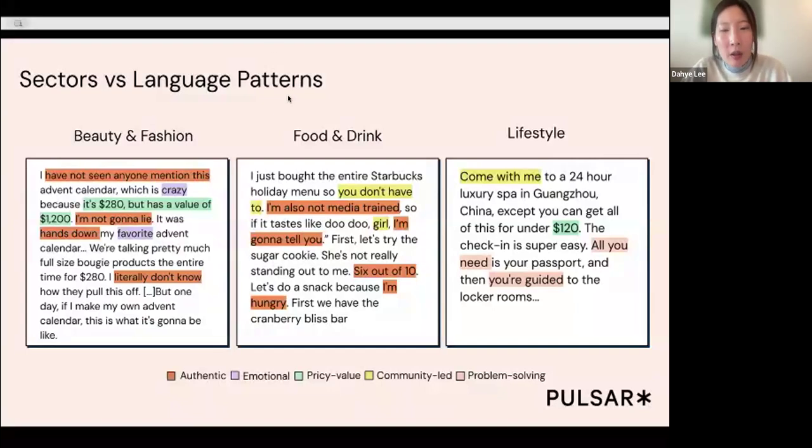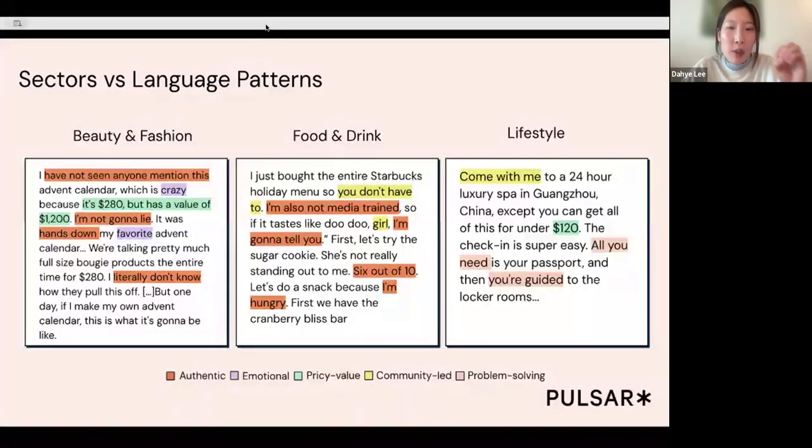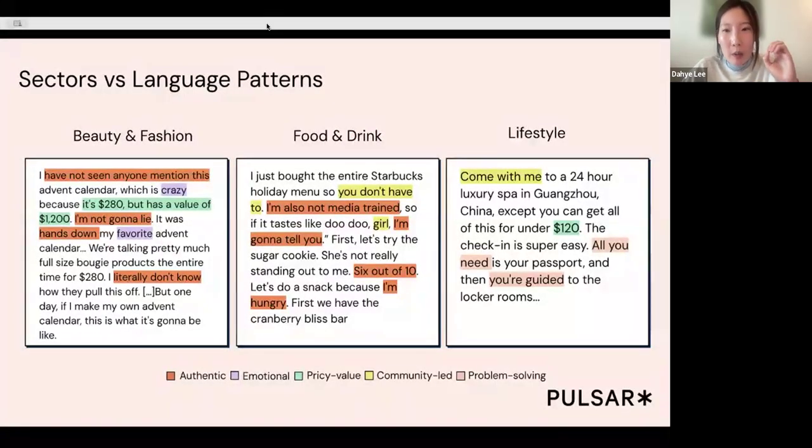And then lifestyle leans heavily on problem solving and community-led phrases, something like "come with me," and then emphasizing "all you need," something like that. So they're holding the viewer's hand, literally guiding them through an experience, and that could build this parasocial experience as well.